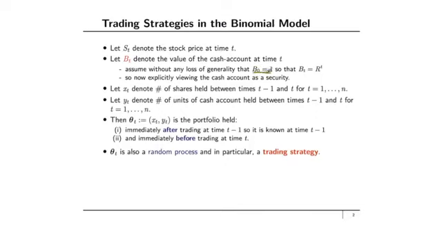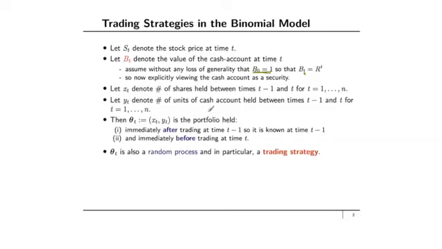So this is the value of the cash account at time 0. And then the value of the cash account at time t is simply R to the power of t. So it's just a deterministic security that grows by a factor of R in each period. Okay, so now we're explicitly viewing the cash account as a security.